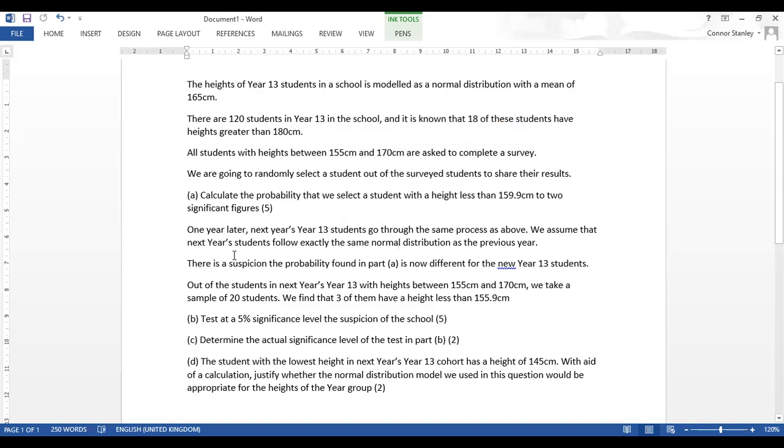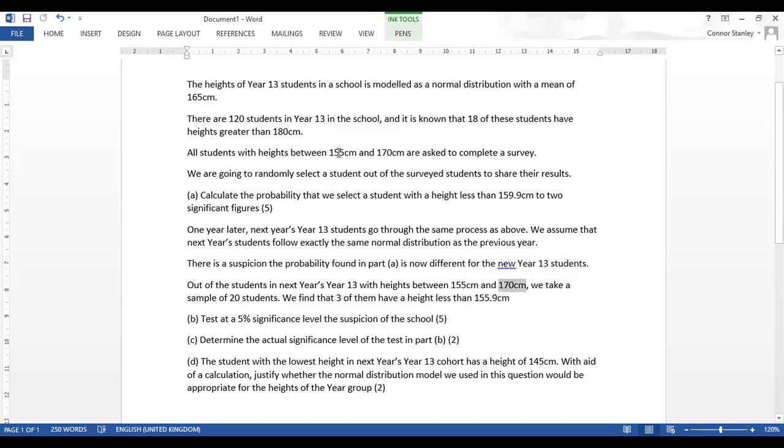Okay, so we're going to assume that next year's year 13 students follow the same distribution as you guys. And now we have a suspicion that the probability that we got in part A is actually different for these new year 13s. So for next year's students, we suspect that this part A conditional probability is now different.